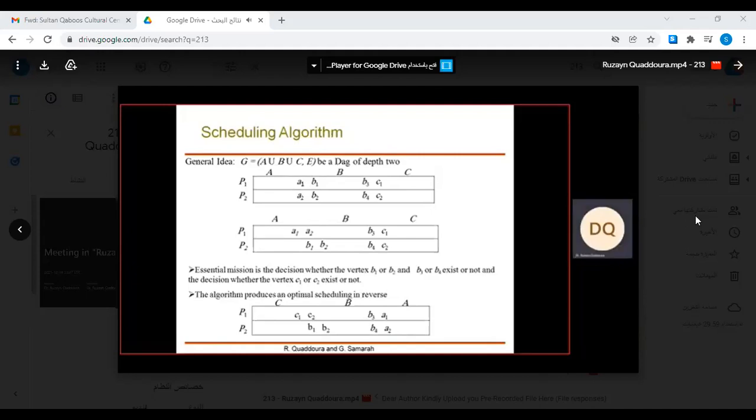The essential mission of our algorithm is the decision whether the vertex B1 or B2 and B3 or B4 exists or not, and the decision whether the vertex C1 or C2 exists or not. For technical reasons, the algorithm produces an optimal scheduling in reverse. That is, it starts to schedule the vertices of C first, then the vertices of B, and finally the vertices of A.